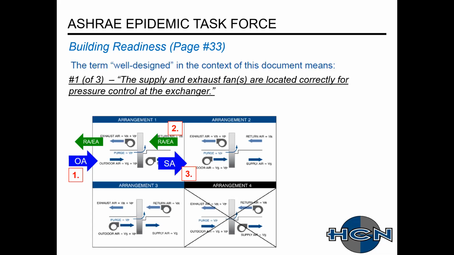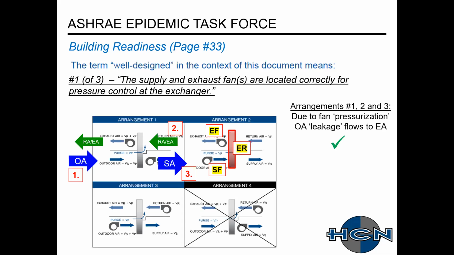What they have is 4 different arrangements, where they have the return air on the top and the exhaust air on the bottom. Just for clarity's sake, I'm showing that the energy recovery device is the rectangle in red, and the supply fan and exhaust fans are depicted in each of the different positions. So arrangements number 1, 2, and 3 are considered to be good, where due to the fan pressurization, the outside air leakage flows from the outside air to the exhaust air. This is where the supply air generally has a higher pressure than the return air side.